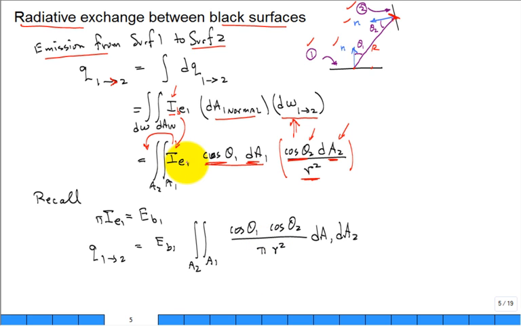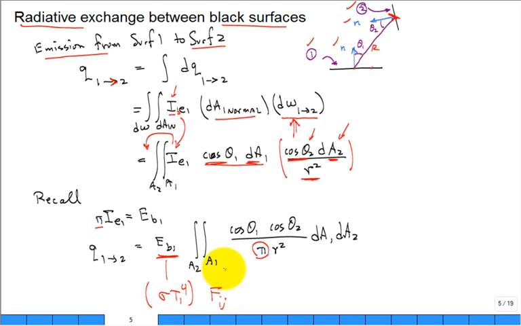Then you remember what the relationship is between the intensity and the black body emissive flux. Well, it brings in this pi because of the hemisphere. I know it's not 2 pi, but it was associated with the integration over all the solid angles. And so if you want to use the EB1 right here, it's EB1 over pi. So bring the pi inside the integral and leave it there. And then this EB1 is sigma T1 to the 4th, the black body emissive power. And this is that fraction that goes from I to J.